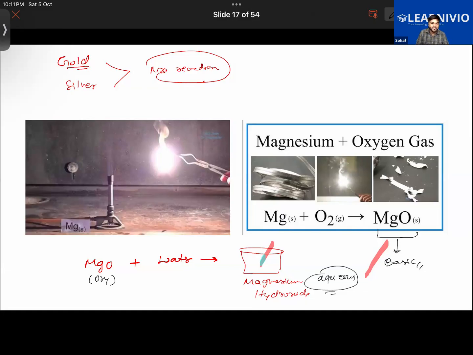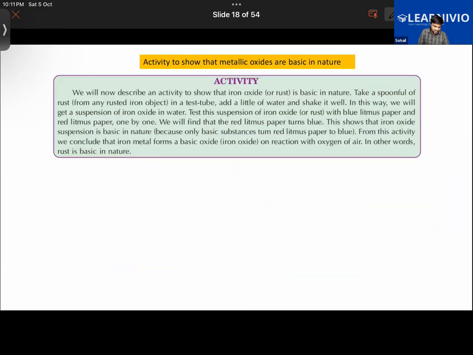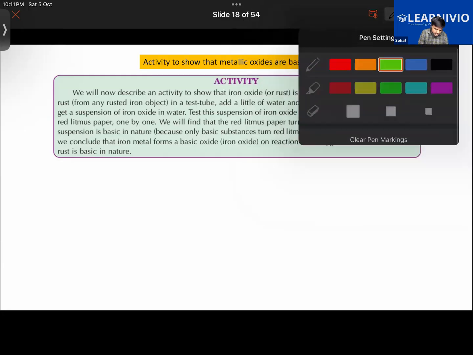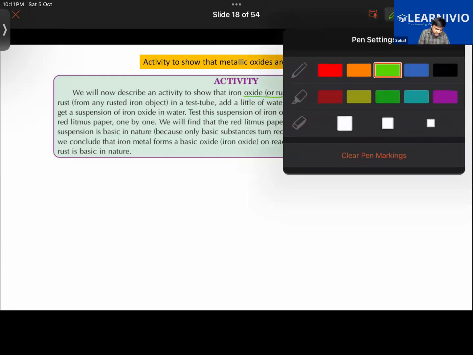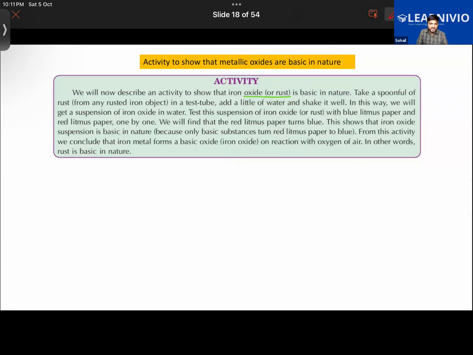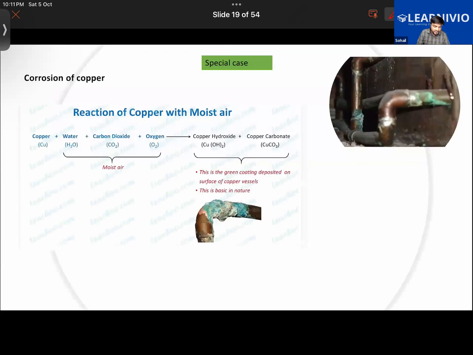In fact, the same activity you can do for iron oxide also. What is iron oxide commonly called? Rust. So if you were to take some rust and dissolve it in water and do the same litmus test, you will find that the red litmus will turn blue, thereby confirming again that it is basic in nature. Here we have this special case of the corrosion of iron.